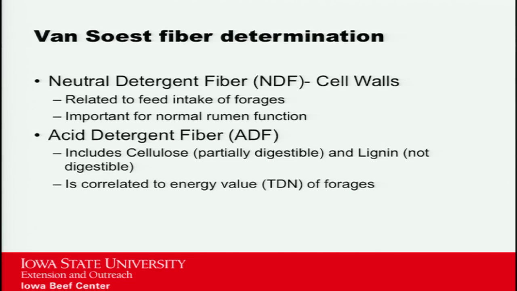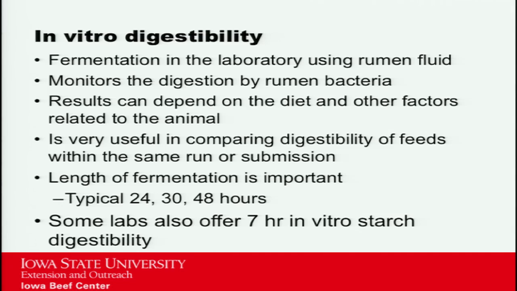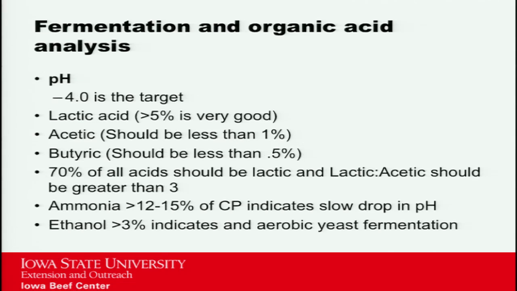The second part is the acid detergent fiber, and that's the fiber that's not soluble in an acid detergent, and that is a correlation to the energy value. So a lot of times the energy is estimated based on the acid detergent fiber. Energy values are then calculated from that, or it can also be measured through a process called in vitro digestibility. That's basically taking the feed and putting it in a laboratory where it's digested with rumen fluid from an actual animal.